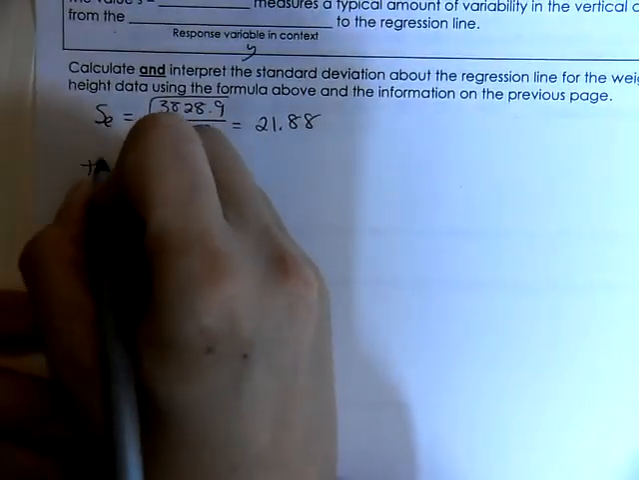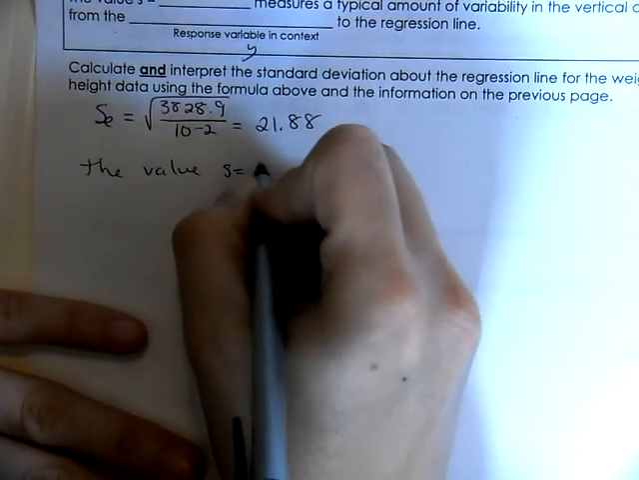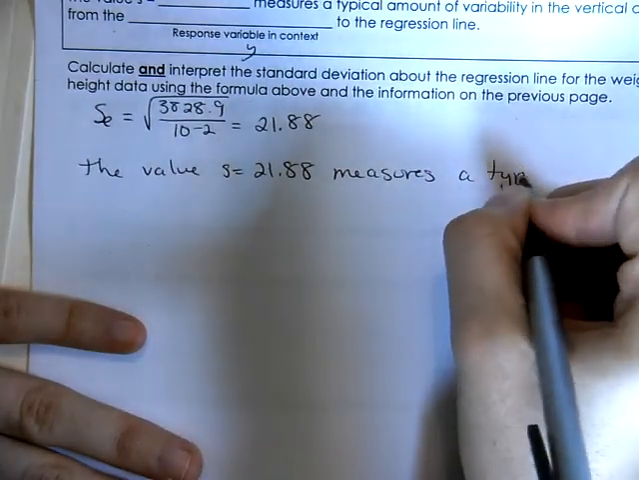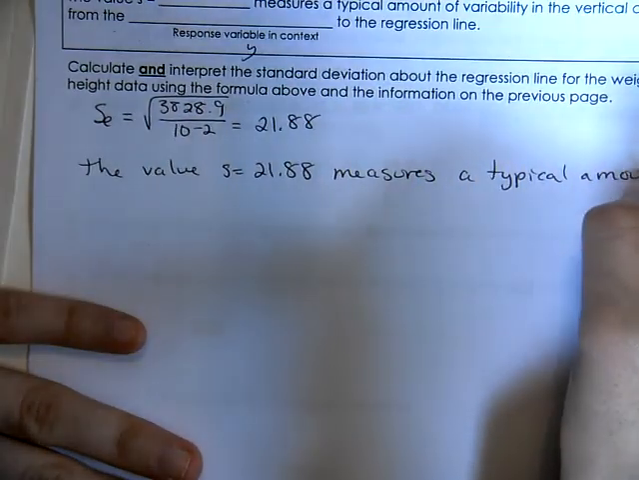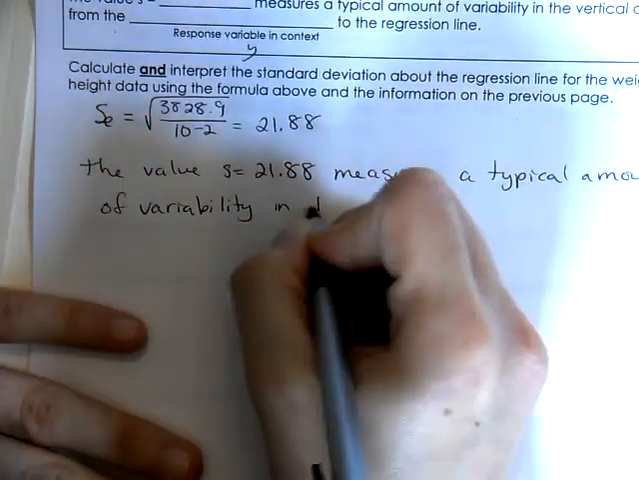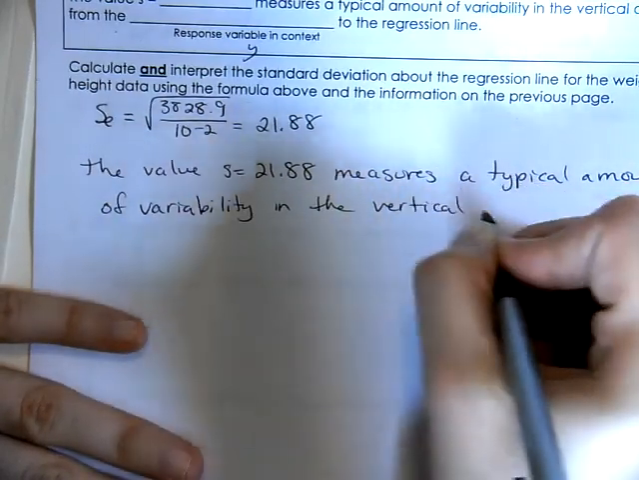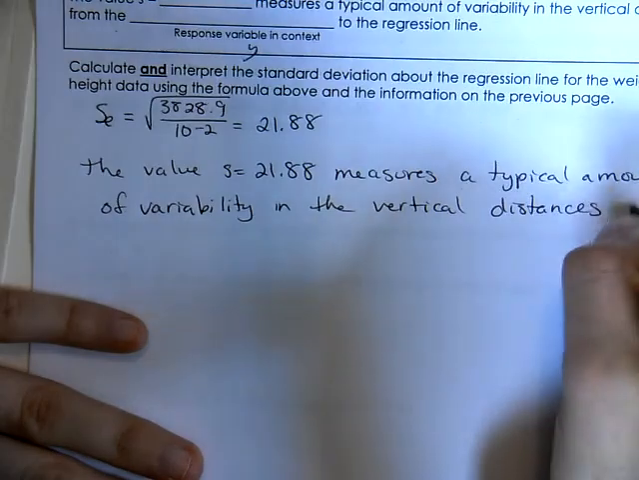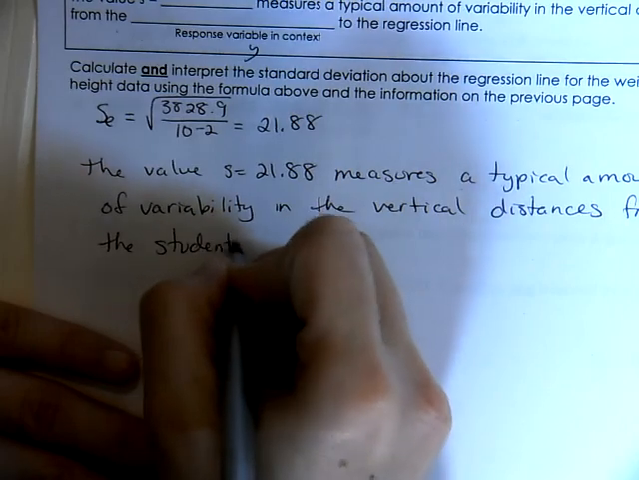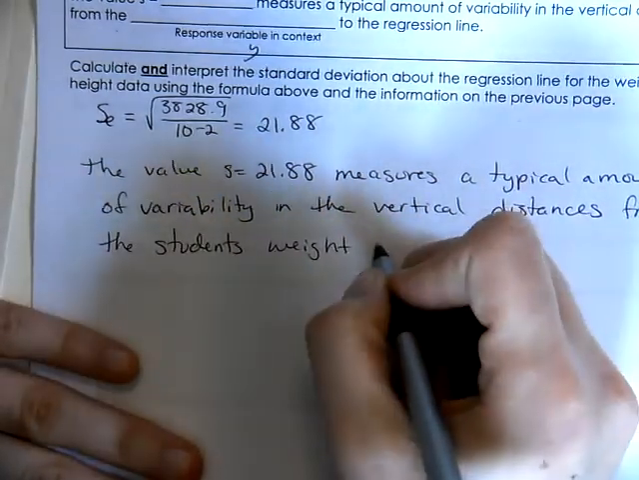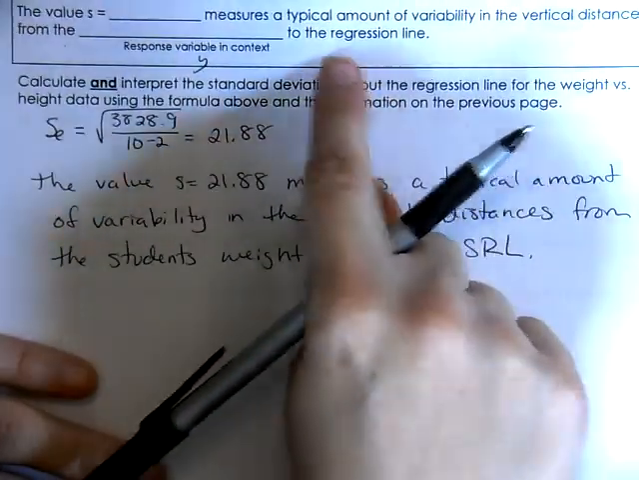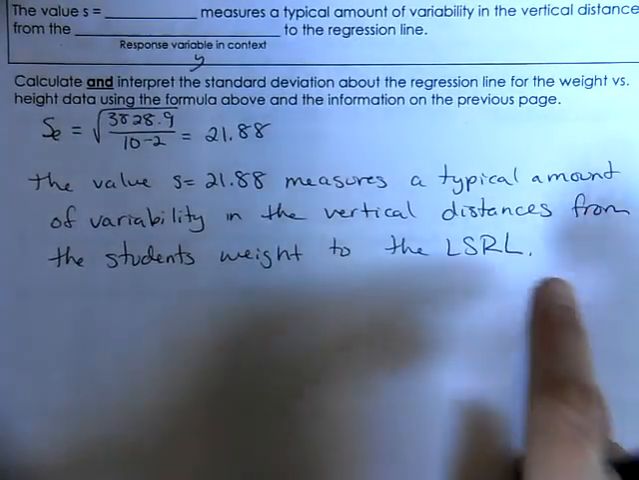So here's my interpretation. The value S equals 21.88 measures a typical amount of variability in the vertical distances from the student's weight, that was our Y value, to the least squares regression line. And you can write it out as the regression line like I have typed, or you can just put LSR line. It's totally up to you.